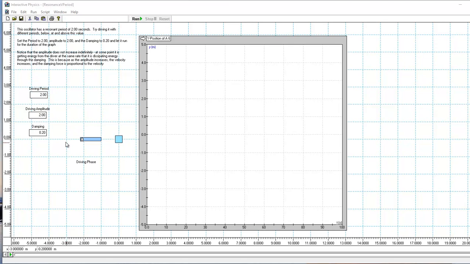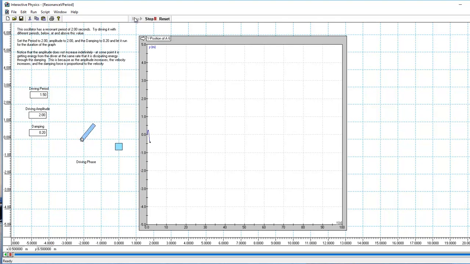Take a look at this simulation here. This is a little driver, and it is connected to this mass, which is like a mass on a spring. Notice if I drive this with, say, a 1.5 second period, the resonant frequency of this thing is 2 seconds. So if it's not at the resonant frequency, the mass's motion is, let's just say, complicated.